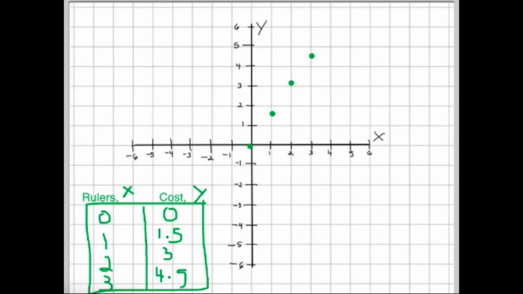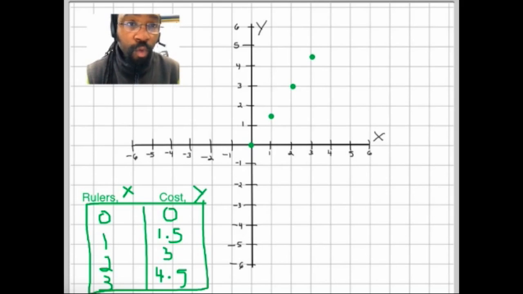They're asking you, is this a discrete graph or a continuous graph? We know it's in a straight line, it's not curved, and so this is a discrete graph. Remember also, the reason this is discrete is that your input values are exact. You're not going to buy a partial ruler. You're going to buy one whole ruler, and there's a certain cost for that. And so that's why the input values on this graph are considered discrete.